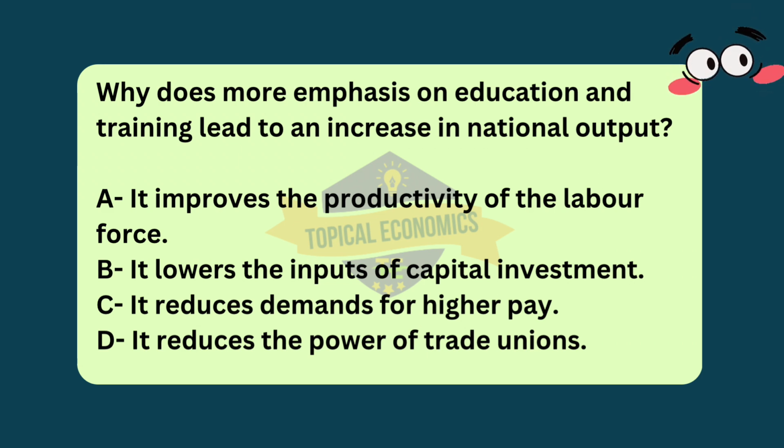The other options are less directly related to the link between education/training and national output. Option B, education and training typically do not lower the inputs of capital investment. Instead, they often complement capital investment, enhancing the returns on capital by increasing the skill of the labor force. Next, option C, while education and training can affect wages, the focus here is on productivity and output, not directly on wage negotiations. Lastly, option D, the relationship between education/training and the power of trade unions is indirect, and this option is not directly tied to the productivity link that leads to increased output.